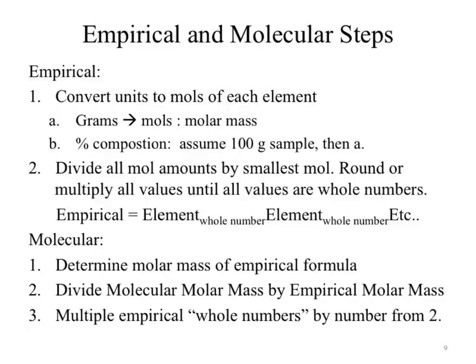Step 2, divide all of your mole amounts by the smallest mole. That's exactly what we did, and we end up with our empirical formula with our whole number ratios. Make sense? What happens if instead of giving grams, you were given percent composition?